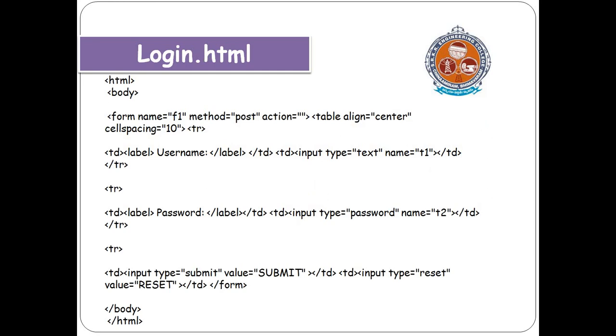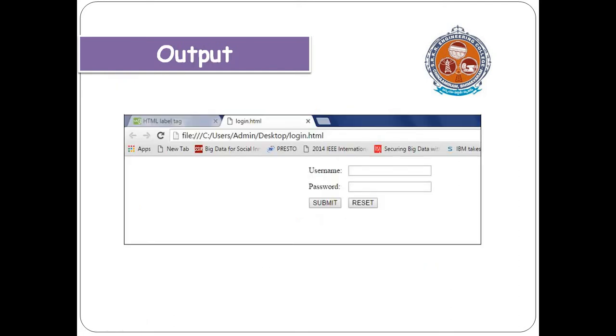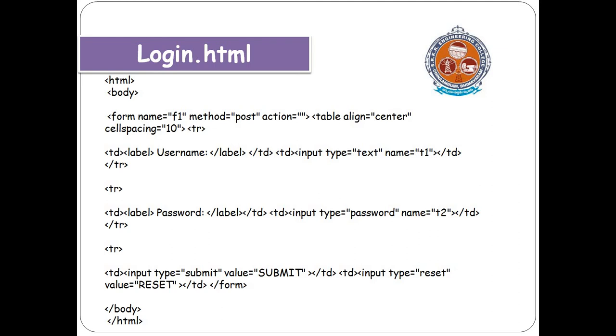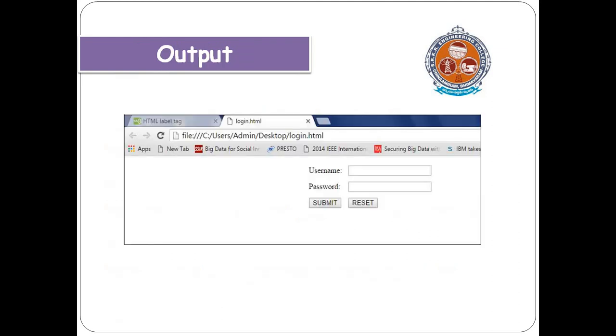Then next the form name equals to F1. Then method equals to post. Then okay, action I didn't mention. Then next TR is open. Here I created the table data and the label. Whenever you create the label, the username is created like this, and I mentioned another table data TD, input type equals to text, that will be created like this. Similarly, second row label password, this is the input field.